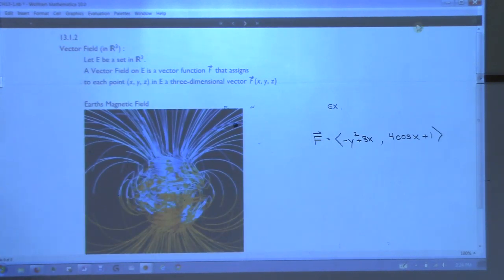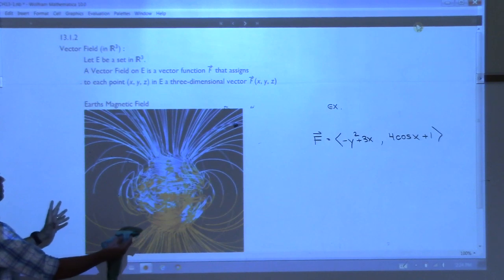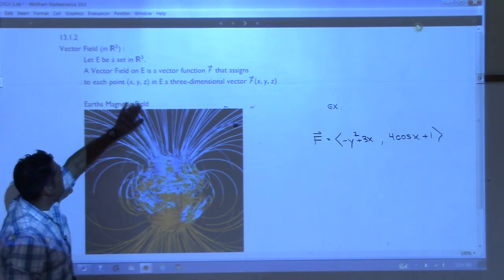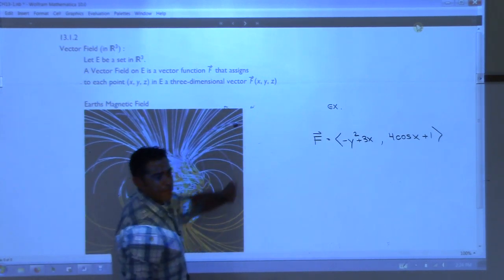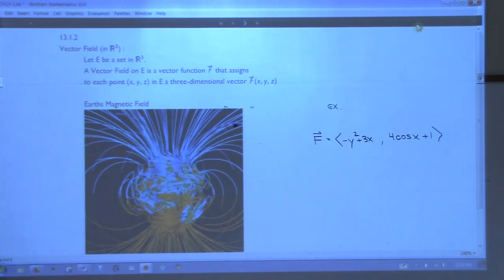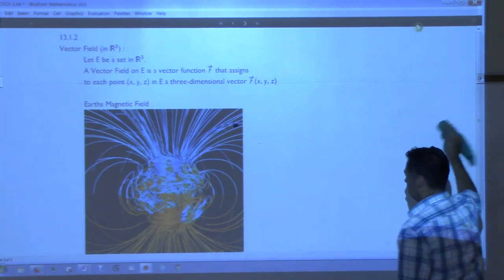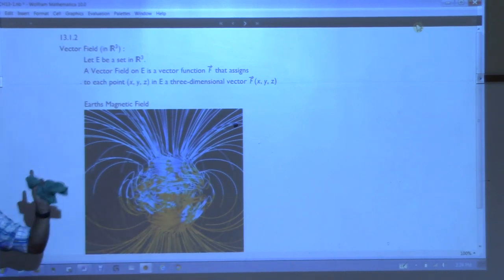So now, in three-dimensional space, we have a similar idea. If you have a domain, this time we'll call it capital E, some domain or set in three-dimensional space, then we can define a vector function capital F such that at every point x, y, and z, we have this three-dimensional vector function. So this is a model of the magnetic field for the Earth. And so at every point, there's some direction, right? Some direction vector.